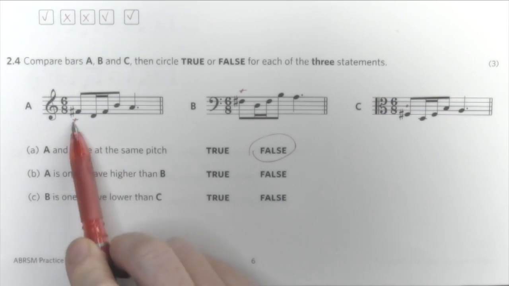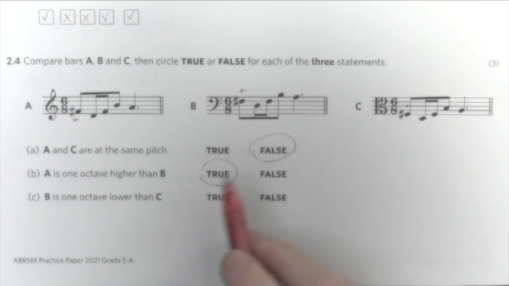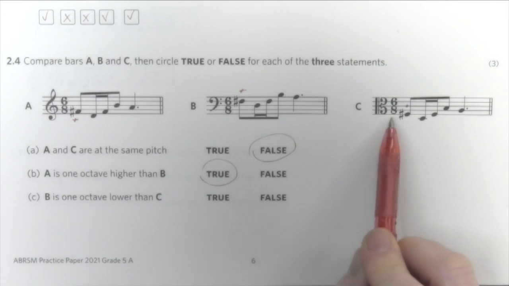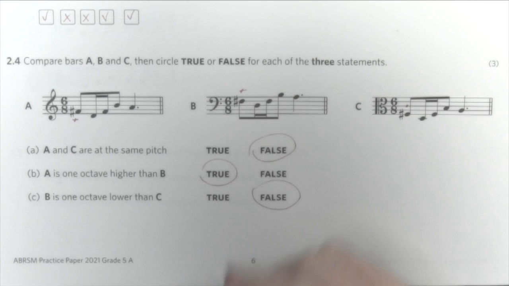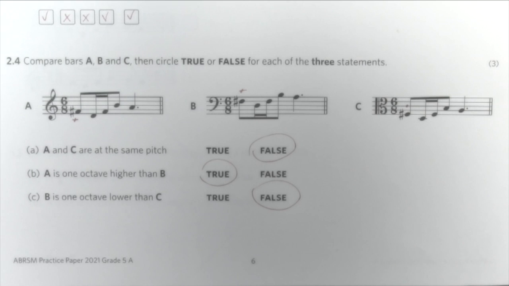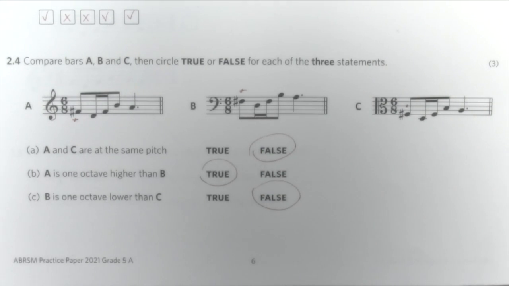A is an octave higher than B. Yes, I've just said that. And B is an octave lower than C? Nope, because they are the same, so false. As you can see, once you've identified where middle C is, it's done. You only need to look and visualize the things. And I hope this makes things easier for you.